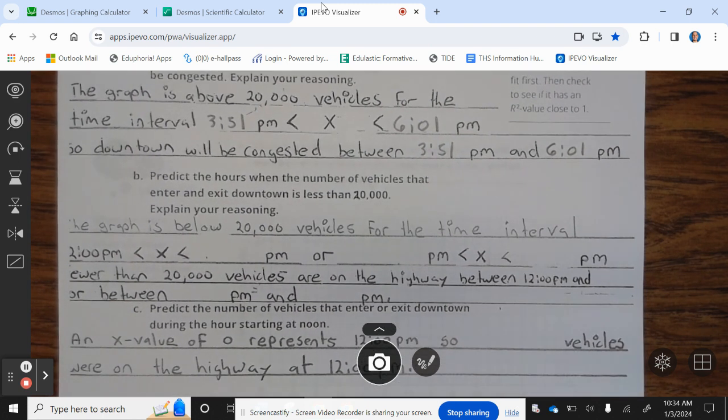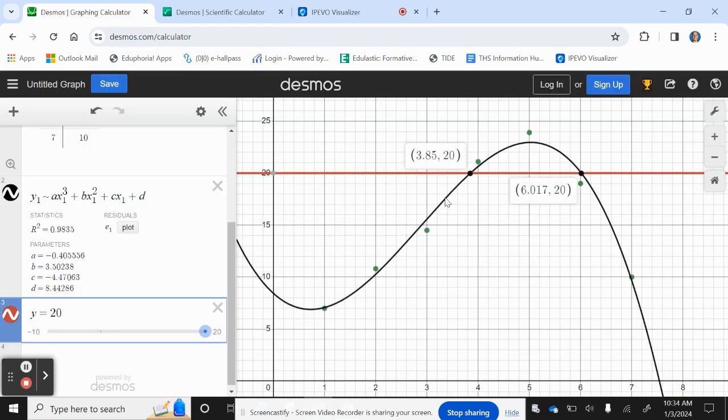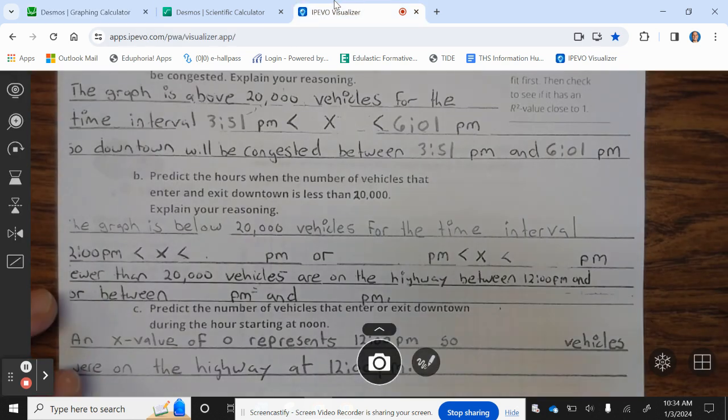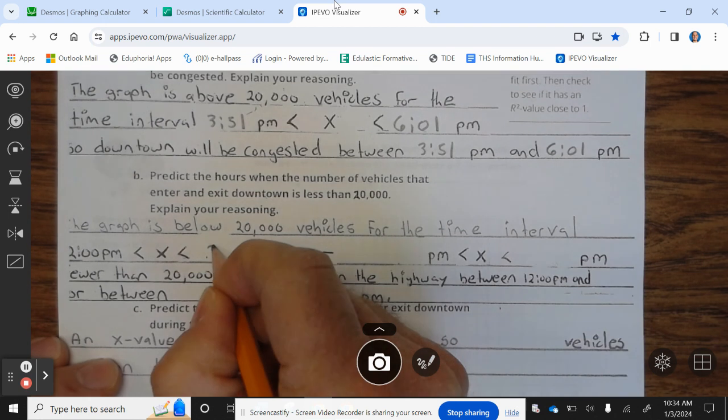All right. 4B, predict the hours and the number of vehicles that enter and exit downtown is less than 20,000. Explain your reasoning. So same graph, same line, but now we're looking at when it's below. We have to start here. 0 represents 12 p.m., so it's below from 12 p.m. to 3:51 p.m. So 12 p.m. to 3:51 p.m.